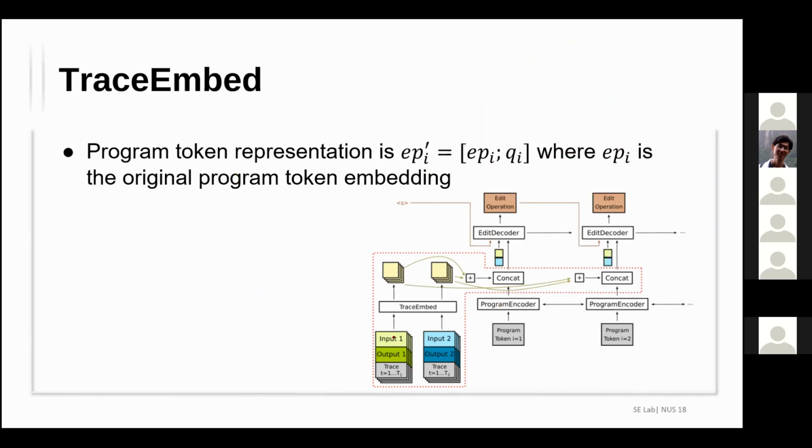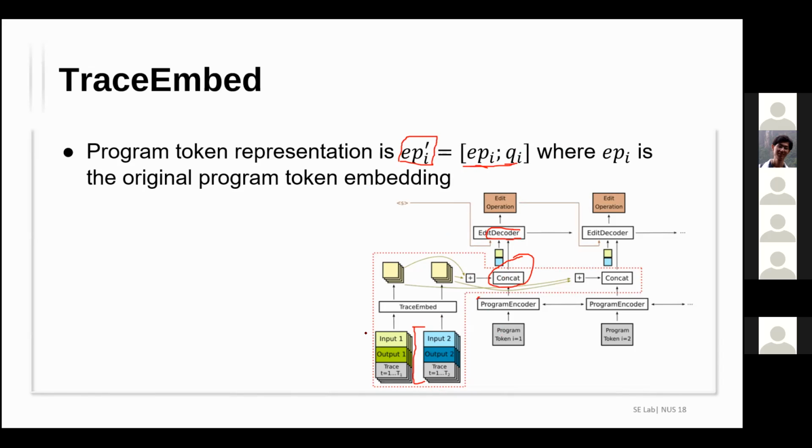Okay, yeah, correct. So the part that we were looking at is just here. After that, it will be embedded. So what is being passed to this edit decoder is this EPI prime, which is a concatenation of the QI, which is what we described, as well as the original program encoding, which is this part. This concatenation is the concatenation of these two.